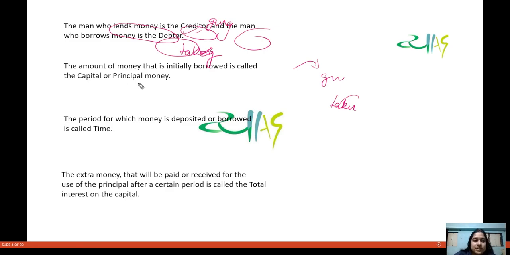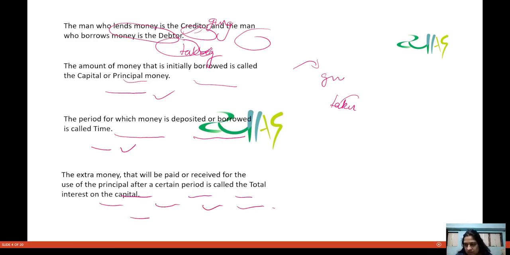Now let us look at this one. The amount of money that is initially borrowed is called capital or principal money. The period for which money is deposited or borrowed is called time, and the extra money that will be paid or received for the use of the principal after a certain period is called total interest on capital. So I hope you understand this.